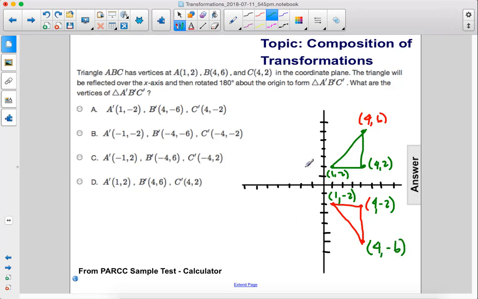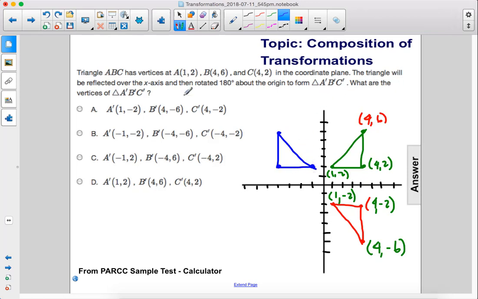Now we're going to rotate it around, so the signs are going to change. So when we rotate (1, -2), it becomes (1, 2). Let me do a different color here. This is (4, -2), so that will become (-4, 2) up here. And then this is (4, -6), so that'll be (-4, 6). 1, 2, 3, 4, 5, 6. All right, so here is our final triangle.